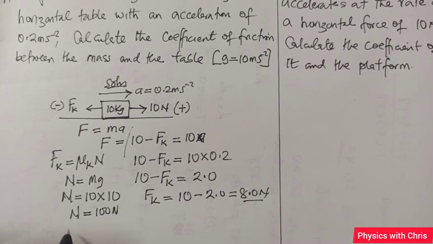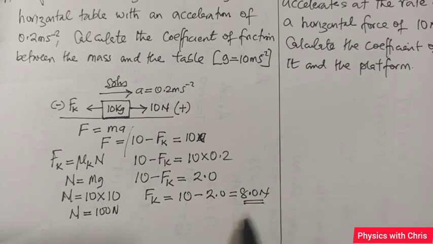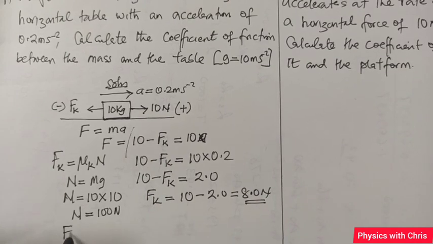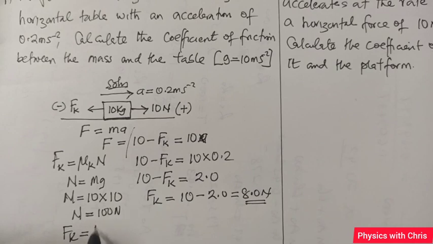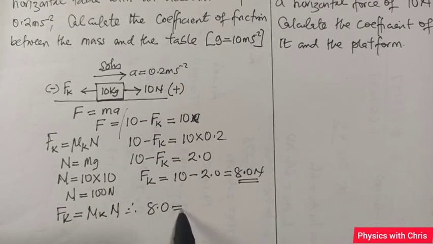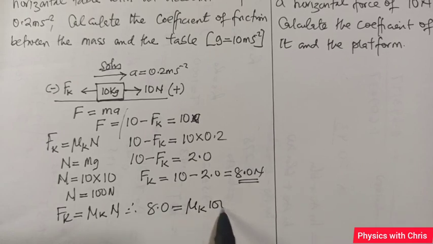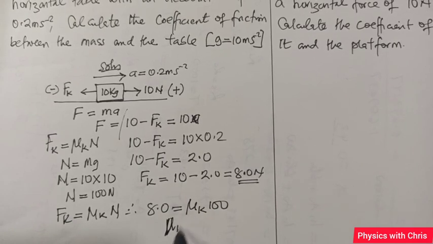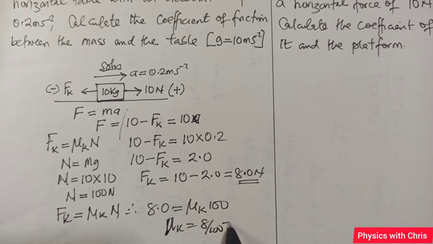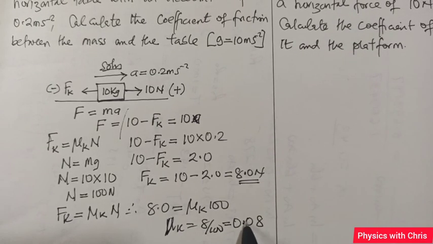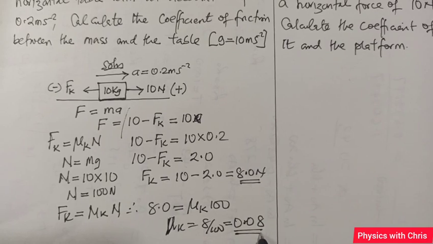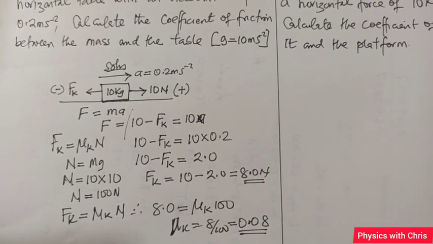Alright, so this is my value for the kinetic frictional force Fk. So that I have Fk now equal to mu k times normal force. I've got that already. So that gives me 8.0, which is my frictional force, equals mu k times 100. Therefore, it finally becomes 8 over 100, that is 0.08. Recall that the coefficient of static friction or kinetic friction has no unit, okay?